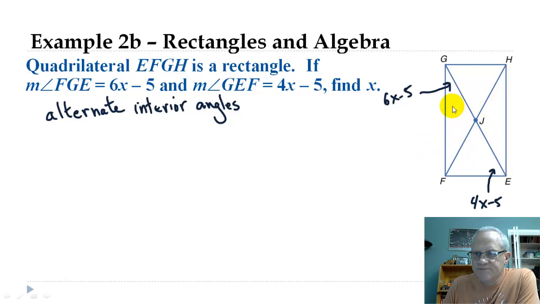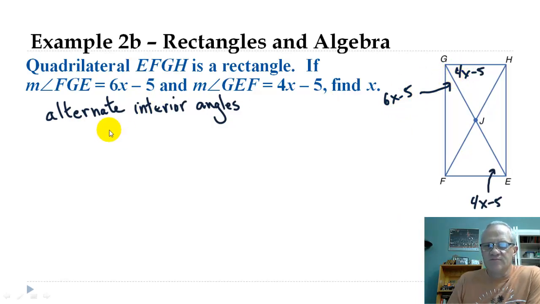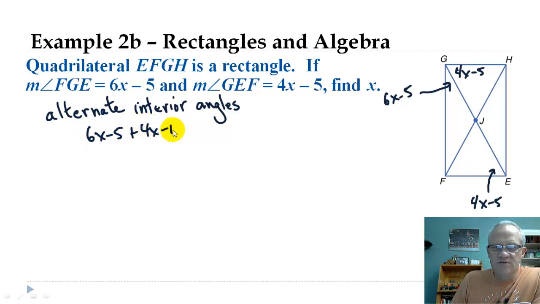So if these are the parallel lines, GF and HE, actually it'd be the other way around. Look at FE and GH as being the parallel lines. So alternate interior to this one here would be this one up here. So this is also 4x minus 5. And now the two of those together will equal 90. So we say 6x minus 5 plus 4x minus 5 equals 90.